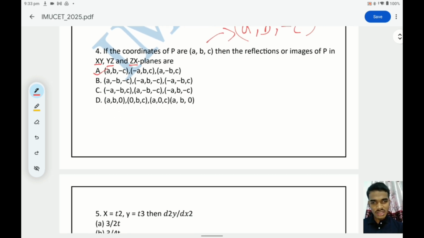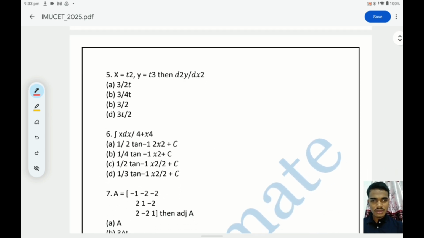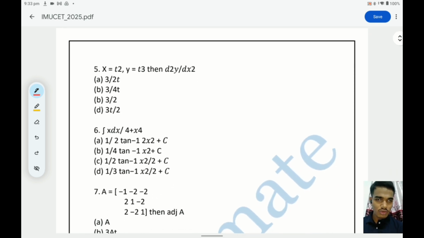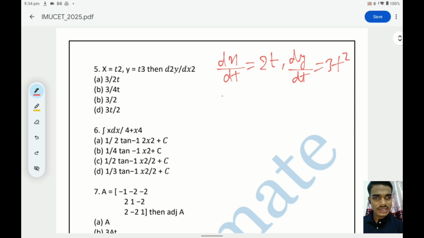Let's go for question number 5. x is equal to t squared, y is equal to t cubed, and we have to find d2y by dx squared. First of all, we find dx by dt, which is 2t. Similarly, dy by dt will be 3t squared, and then dy by dx will be 3t upon 2.